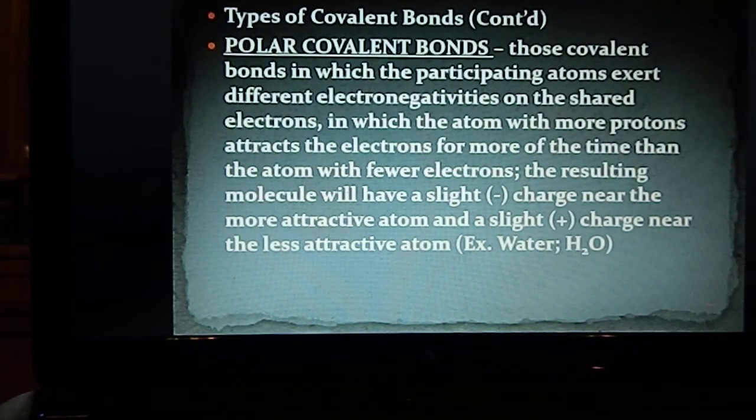Water is a very good example. H2O. So oxygen is atomic number 8. Hydrogen is atomic number 1. They have varying numbers of protons and varying electronegativities. Since oxygen has more protons, more of a pull, then they will have the shared electrons around them more often than around the hydrogens.